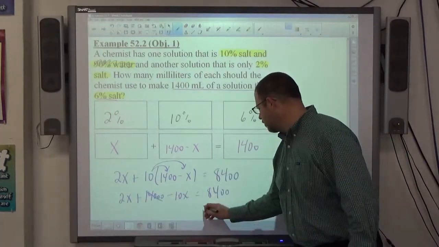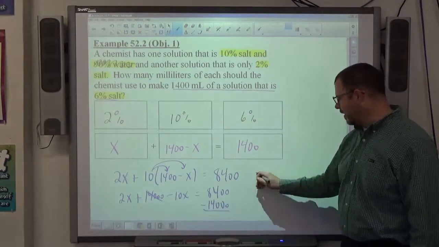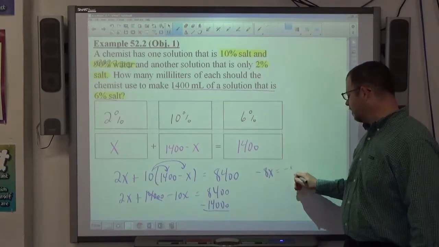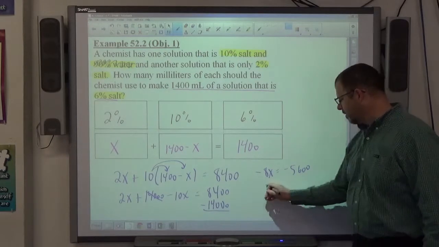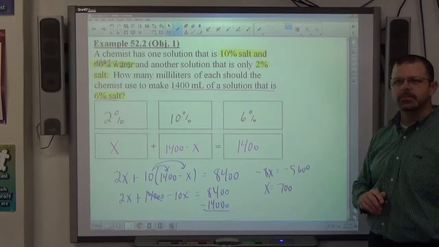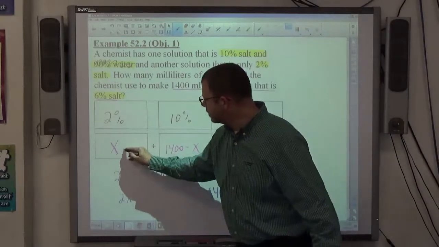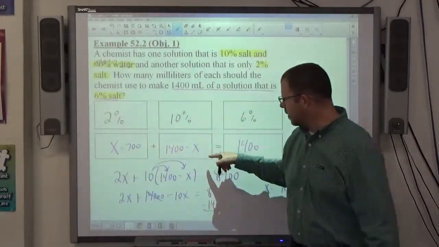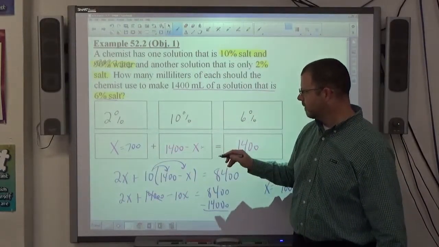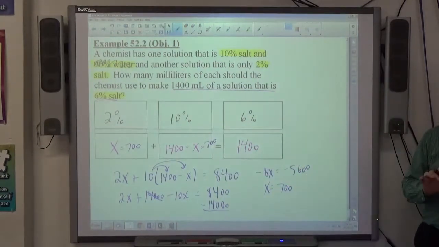Move 14,000 over here. And we get negative 8X is equal to negative 5,600. Divide that, divides evenly to 700, right? An easy division. So 700 represents X. So what's this going to be? That's also 700. Okay?